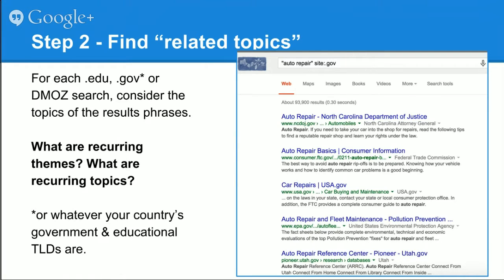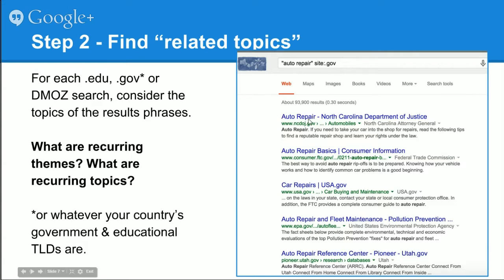Now let's take a quick look at what we see coming up on this slide. This isn't even a live SERP, it's just a slide of a live SERP. What I'm seeing at the very top here is finding a reputable repair shop and learn your rights under the law. So what we know is that auto repair and law, right? There are laws specifically for protecting consumers against shady auto repair providers. So what is our topic here? Well, I guess justice, perhaps consumer protection, right?